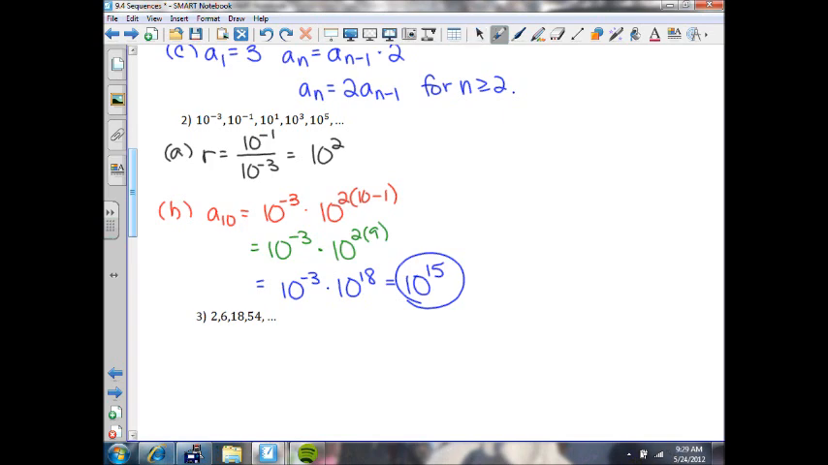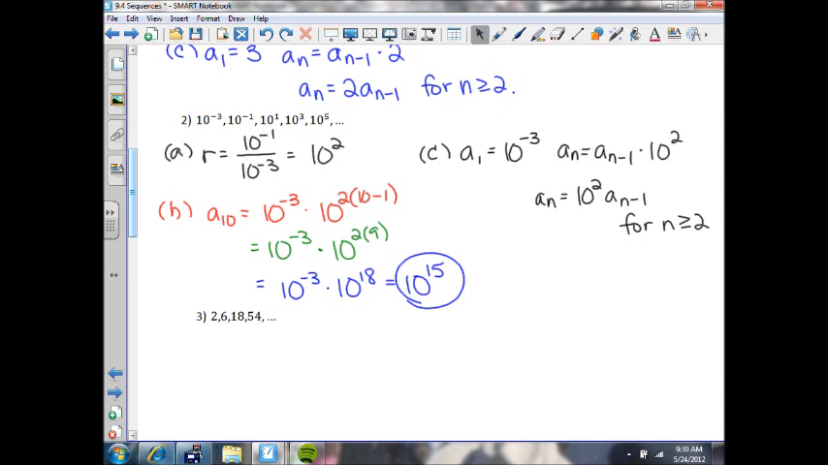Now for part C, we need the recursive formula. Our first term is 10 to the negative third. So a sub n equals a sub n minus 1 times our ratio. So that means a sub n will equal 10 to the second times a sub n minus 1 for n greater than or equal to 2. There is our recursive rule.